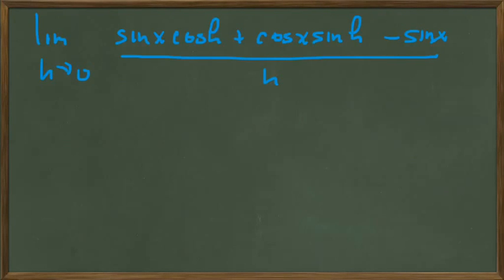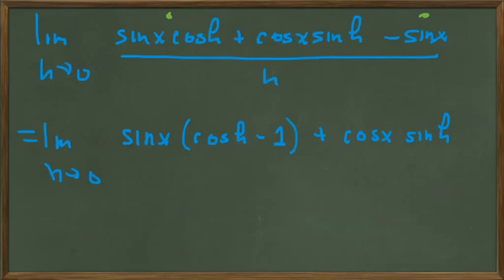So let's note that in our numerator, this term and this term have a sine x in common, so we can rewrite our numerator by factoring out the common factor from those two terms, sine x times cosine h minus 1 plus cosine x sine h, and that's all divided by h.